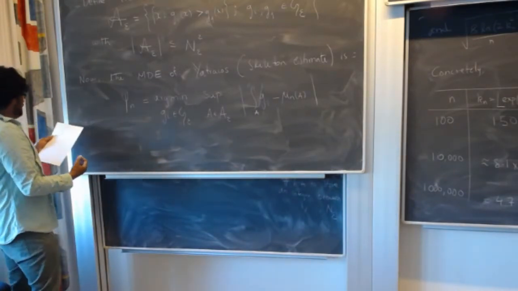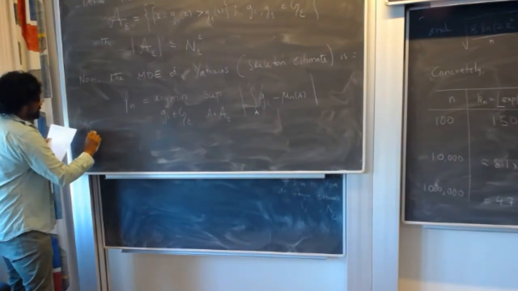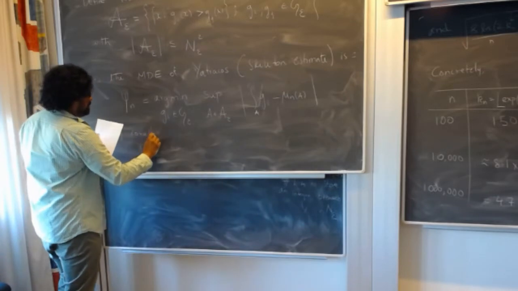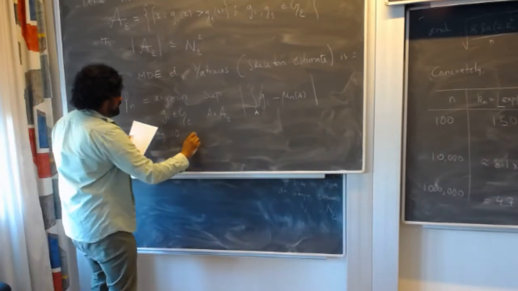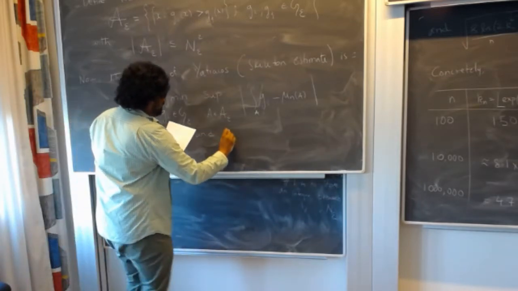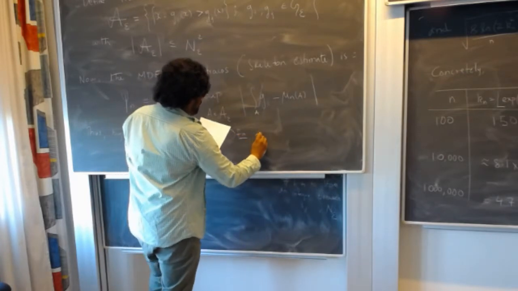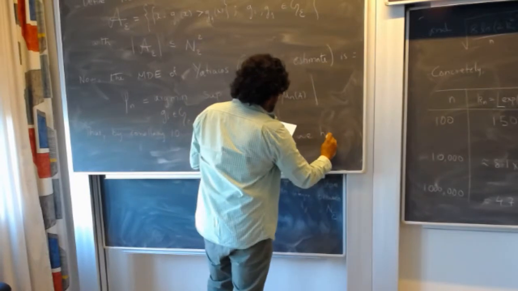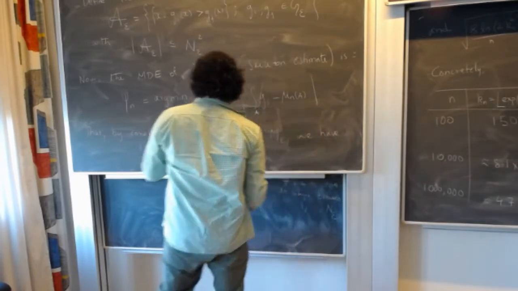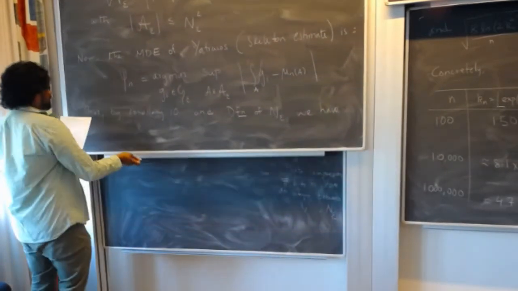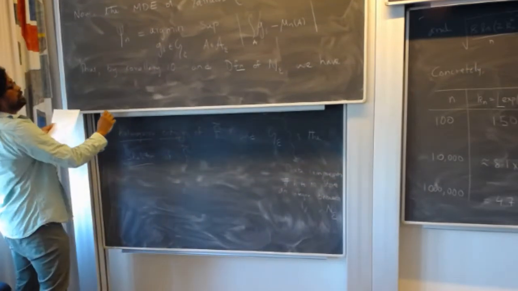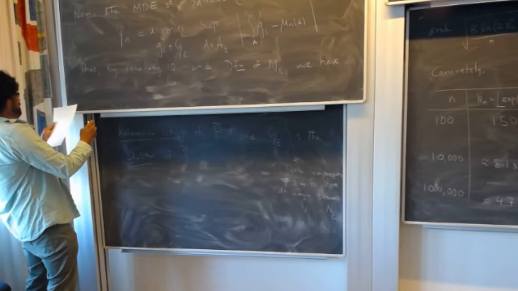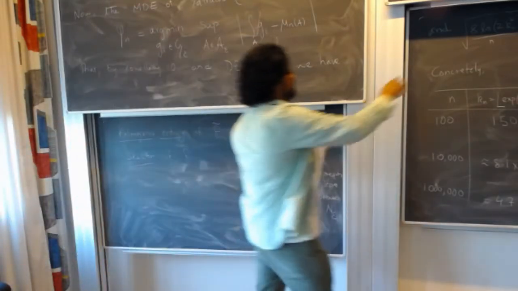Nothing's really changed, like I mentioned. So thus, by corollary 10 and the very definition of N sub epsilon, we have the following. Maybe I'll write it here.